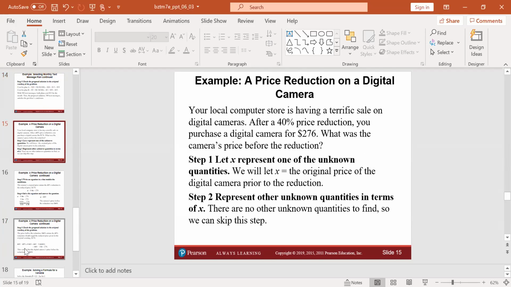Okay, so for this next problem: your local computer store is having a terrific sale on digital cameras. I'm sure you guys would love to see what I'm doing here in the classroom, so let me turn that projector back on. There you go.